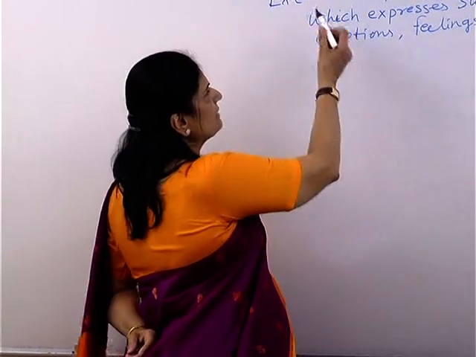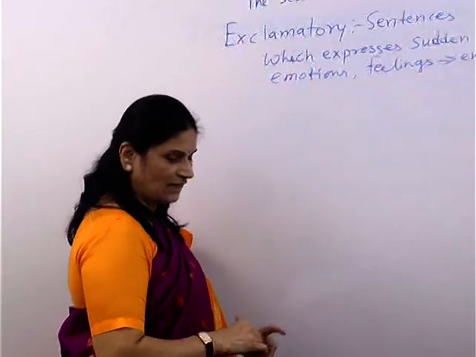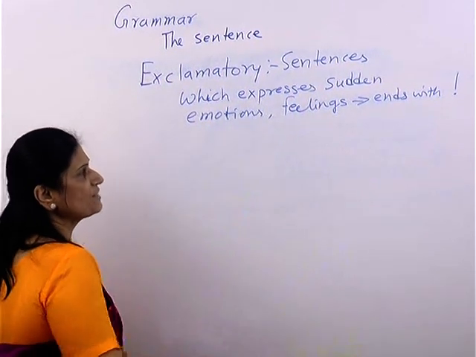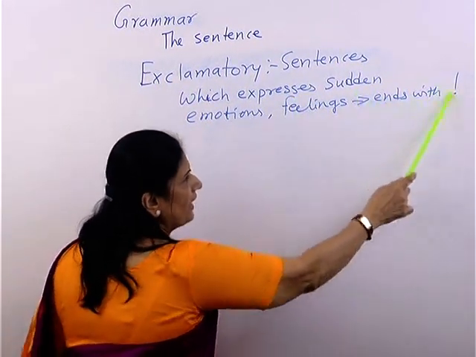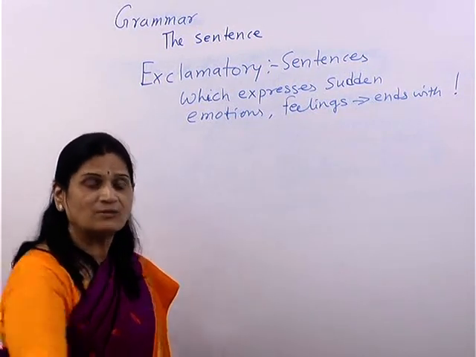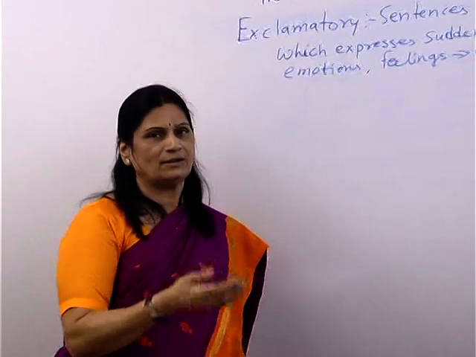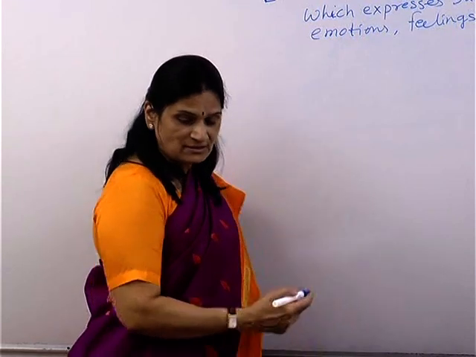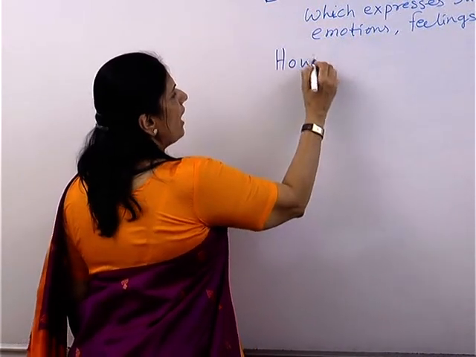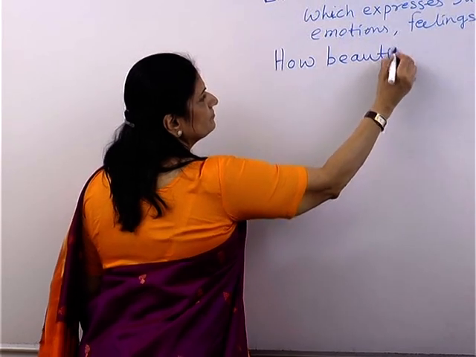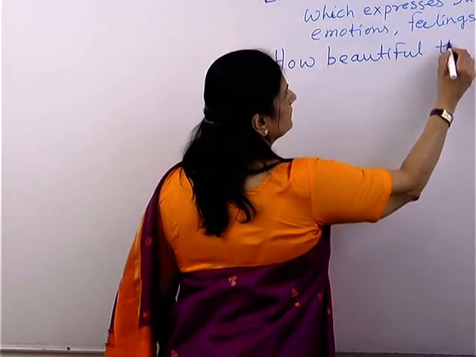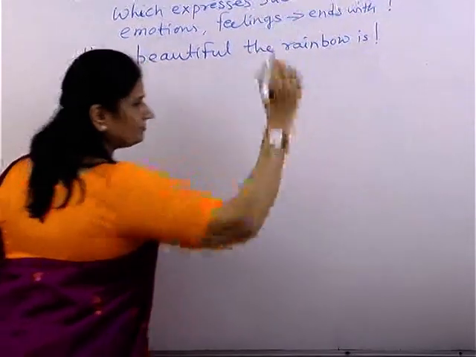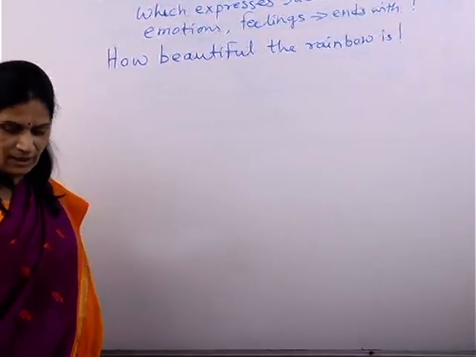So what are these things I told you in exclamatory? Exclamatory sentences are the sentences which expresses sudden emotions, feelings and ends with exclamation mark. Either it ends with exclamation mark in the end or in the beginning. Both are the types. Now I'll give you the sentence number 1. Sentence number 1 is, how beautiful the rainbow is. How beautiful the rainbow is.